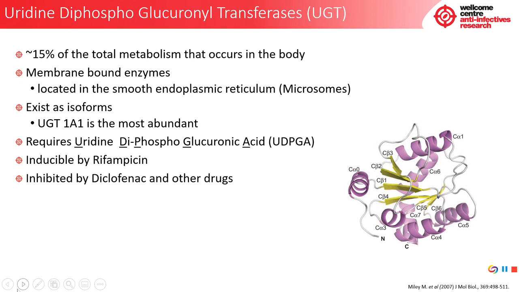The active site structure of UGT is shown at the bottom of the slide, which shows it to have 6 beta sheets and 7 alpha helixes, which makes the drug fit perfectly into its active site.